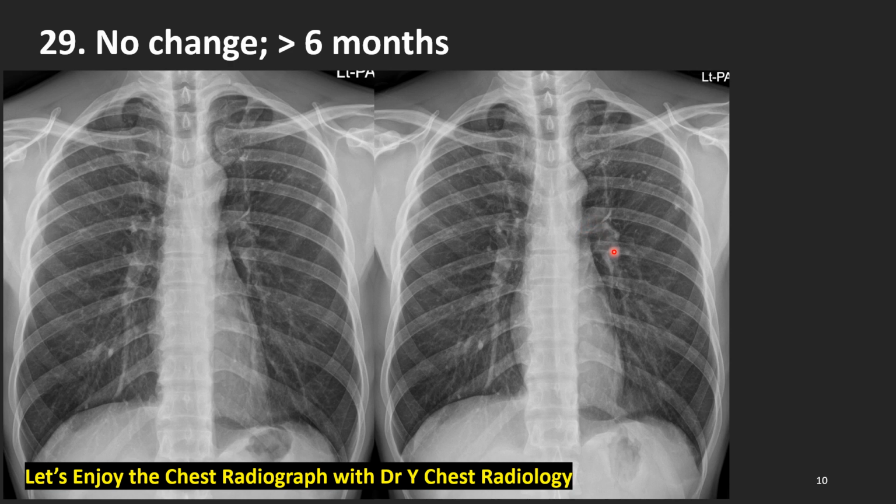Hilum is normal. Left pulmonary artery is normal, right pulmonary artery is normal. But we see many well-defined small nodules with calcifications, fibrous streaky densities of peribronchial fibrosis and traction bronchiectasis. Not like the right upper lobe, but the left upper lobe is very crowded with stable findings. It hasn't changed in more than 6 months. This is stable pulmonary tuberculosis.